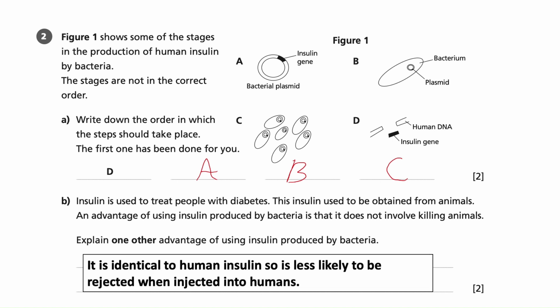So the correct answer here is it is identical to human insulin, as in the insulin produced by bacteria is identical to human insulin because it's using the human insulin gene. Now that then gets us 1 mark in this question, the fact that we say it's identical to human insulin. The second mark comes from explaining why that's an advantage, and it's that it is less likely to be rejected when it's actually injected into humans. So when it's used in humans, human insulin produced by the bacteria is much less likely to be rejected than one from another animal. So that second explanation there gives us our 2nd mark.